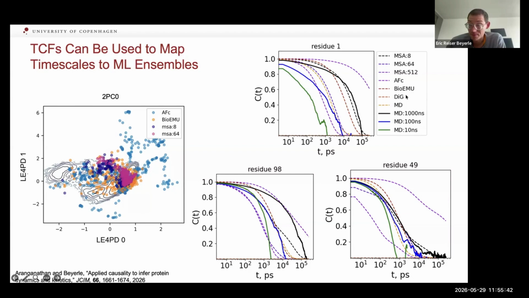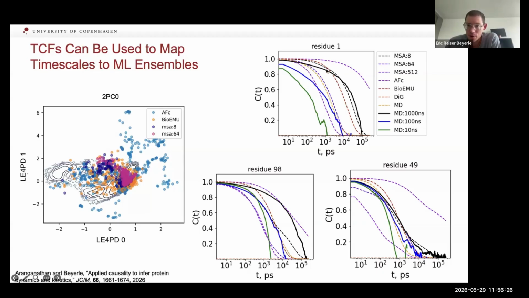DIG is, what does that stand for? Distributional Graphormer, which I don't think people use too much because it's not very good at generating ensembles. The MD, don't worry about it. And then the solid lines are the benchmark time correlation functions from the MD simulation. So this is just a qualitative plot showing that, again, depending on which method you use and what timescale of MD you're looking at, these will change depending on the ensemble that you're looking at. So, for example, in the top one, I'm just showing three residues across the sequence of the HIV protease monomer.